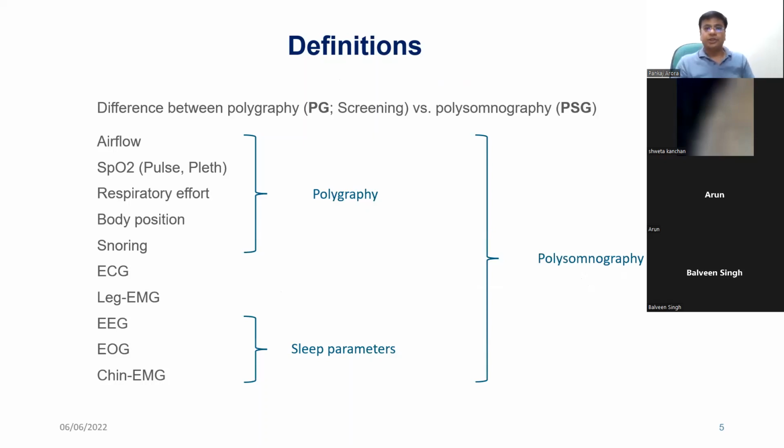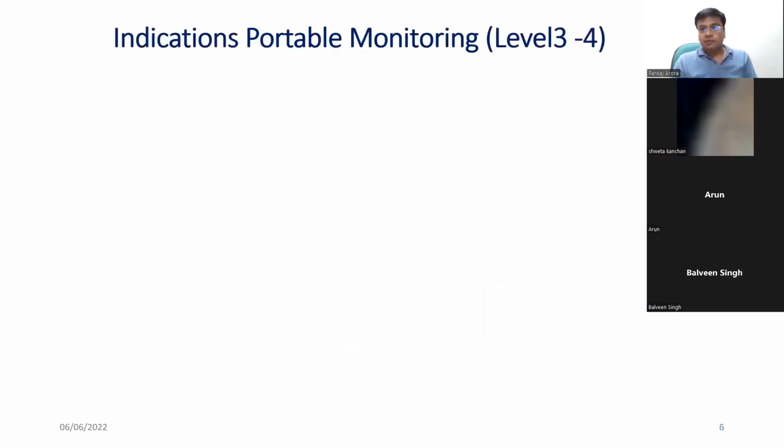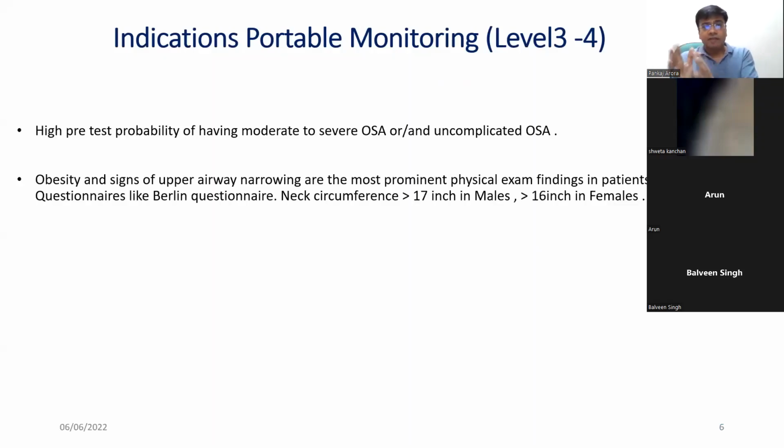I guess so far so good. Now, the important thing is, what are the indications of these level 3, level 4, level 2, and level 1 devices? We all talk of polygraphy and polysomnography, but nobody speaks about this, so I thought let me put this into perspective. When we have a high pretest probability of moderate to severe OSA, or uncomplicated OSA, then we will look for level 3 or level 4.